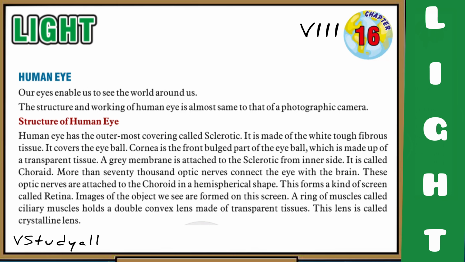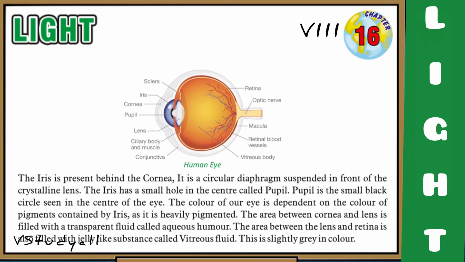A gray membrane is attached to the sclerotic from the inner side. It is called choroid. More than 70,000 optic nerves connect the eye with the brain. These optic nerves are attached to the choroid in a hemispherical shape. This forms a kind of screen called the retina. Images of the object we see are formed on this screen. A ring of muscles called ciliary muscles holds a double convex lens made of transparent tissue. This lens is called the crystalline lens. Here you can see the picture of the human eye.